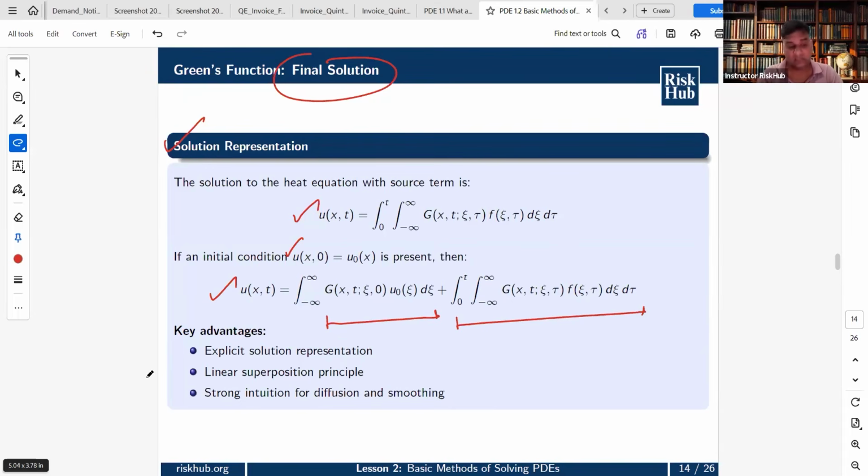Then we have Green's function G, which is the transition decay or pricing channel. Then we have source f: cash flows, dividends, coupons, external forcing. The integral is a probability-weighted average over states and time. That is why the Green function connects naturally to risk-neutral valuation. It gives an explicit solution representation, the linear superposition principle, and strong intuition for diffusion and smoothing.